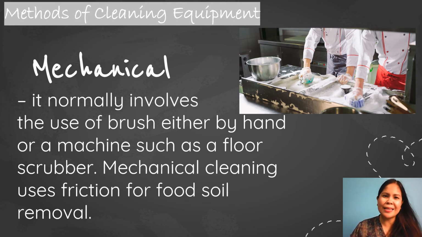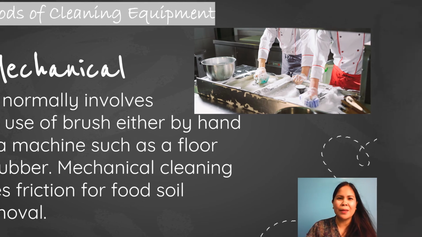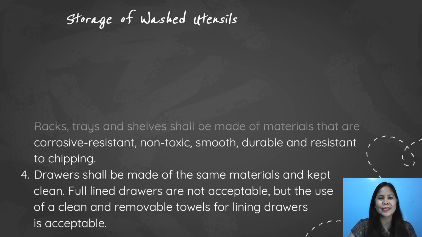Broadly, mechanical cleaning may be subdivided into dry cleaning and wet cleaning. The types of mechanical equipment are box sweeper, vacuum cleaner, polishing machine, and even vapor cleaning machine. So those are the different methods of cleaning equipment. Let us now proceed to the storage of wash utensils.